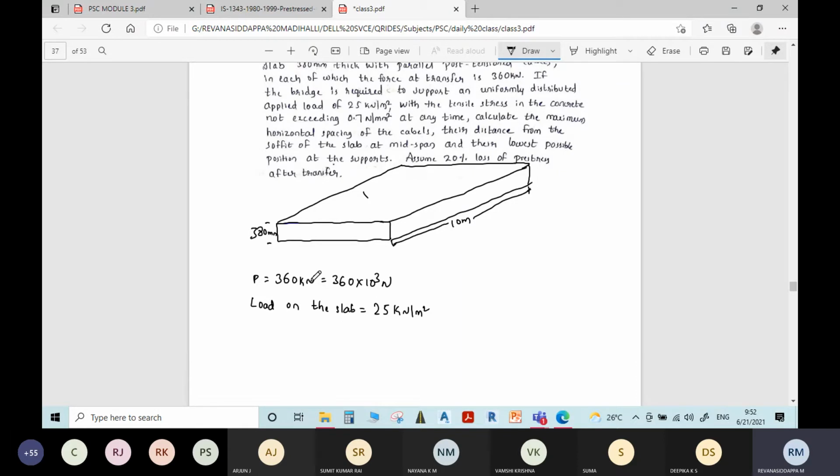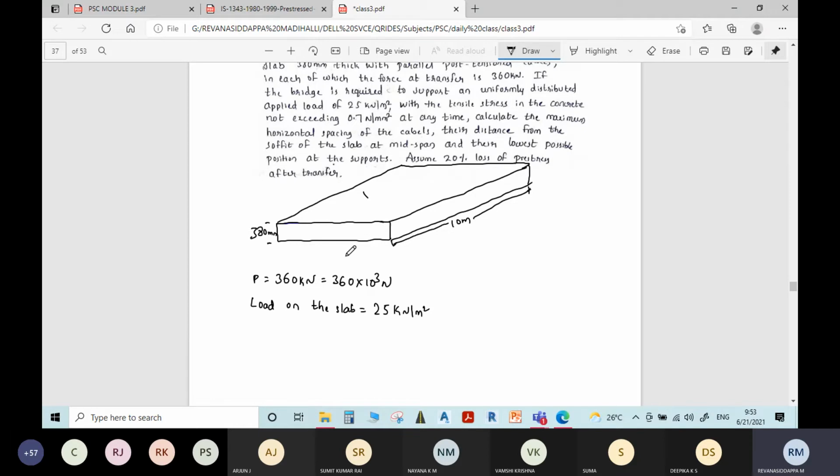Now we have to find the location of the pre-stressing cable in the slab. Here there are n number of pre-stressing steel provided along the cross section. We need to locate what should be the position of the cable from the soffit of the beam at the center, and what should be the position of the cable from the soffit of the beam at the support. That positioning we have to give here.